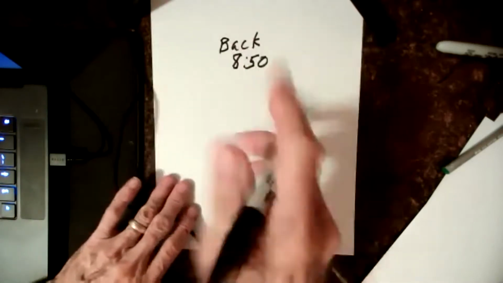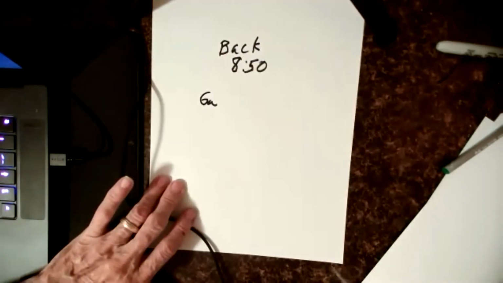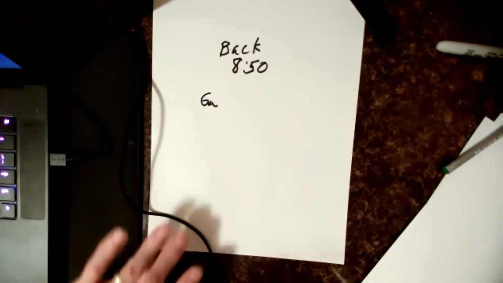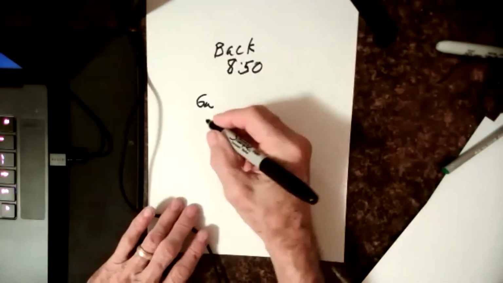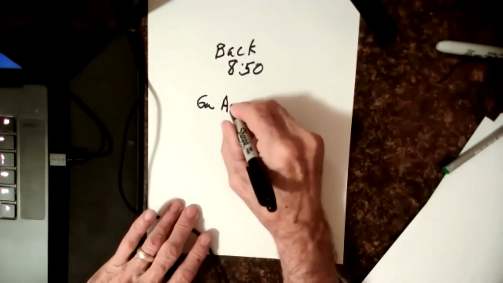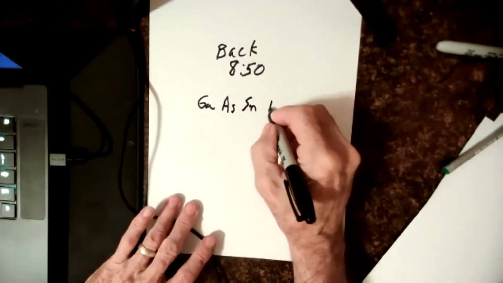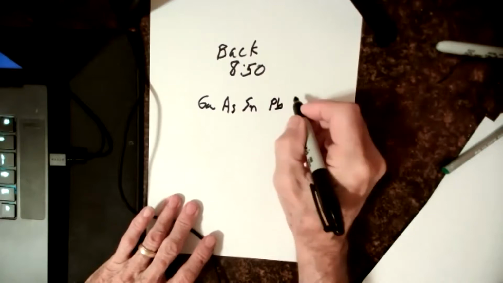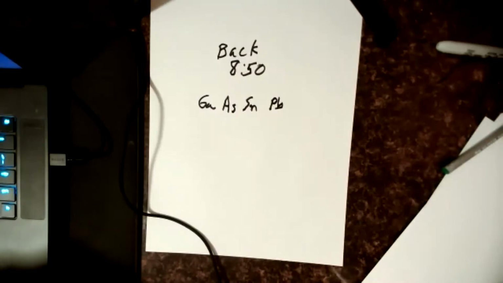So we're going to take gallium, arsenic, tin, and lead. So gallium, arsenic, tin, and lead. Let's locate them on the periodic chart so we can figure out what the order for the electronegativity should be.